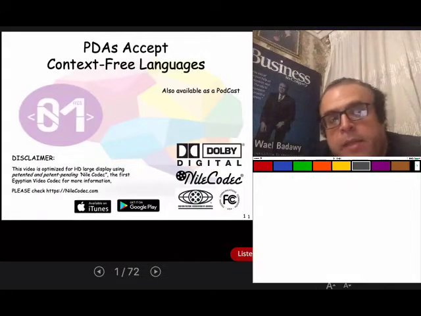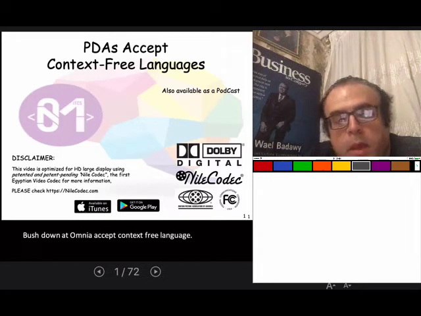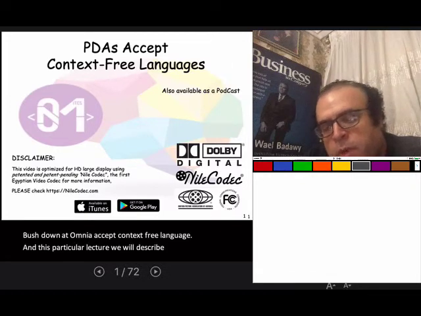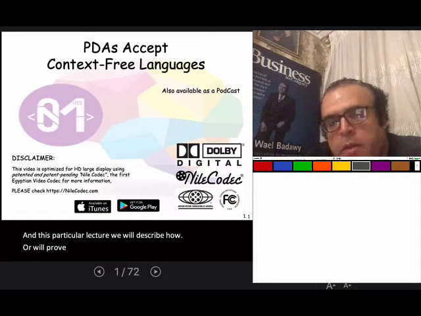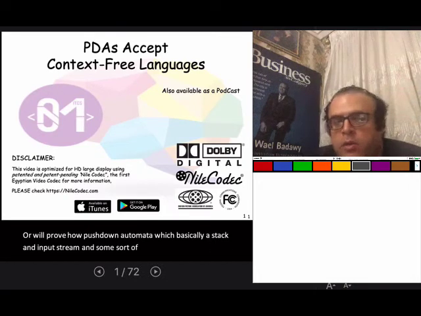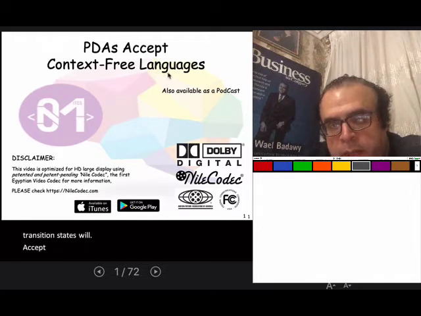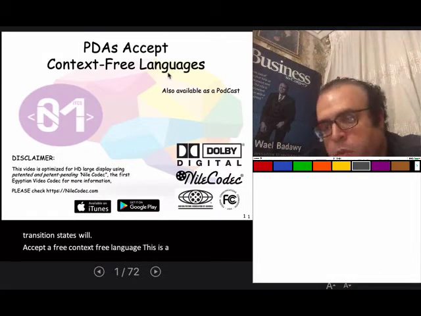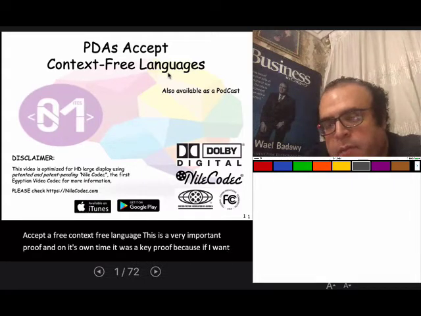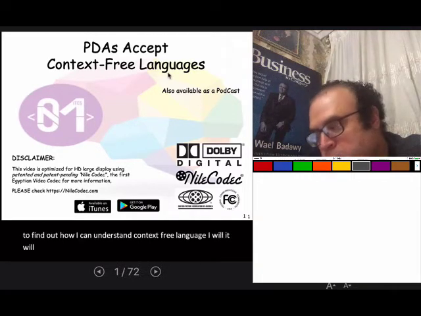Push down automata accept context-free language. In this particular lecture, we will prove how push down automata, which basically are a stack and the input stream and some sort of transition states, will accept a context-free language. This is a very important proof, and in its time it was a key proof, because if I want to find out how I can understand a context-free language, it will be established as this push down automata.